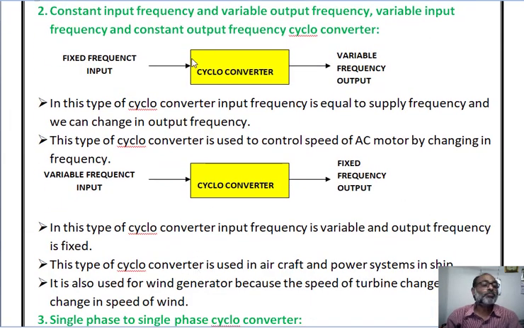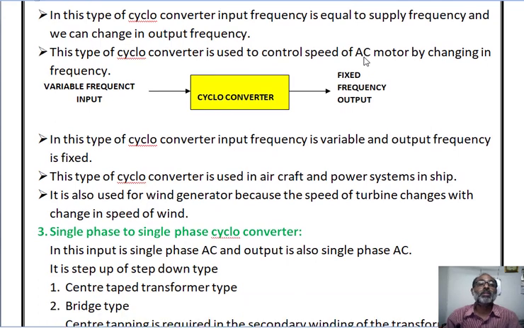Second, constant input frequency and variable output frequency, and variable input frequency and constant output frequency cycloconverter. Now first, in this type of cycloconverter, the input frequency is fixed and its value is equal to the supply frequency. We cannot change it, but we can change the output frequency. We will get different frequencies in the output stage. So this type of cycloconverter is used to control the speed of an AC motor by changing its frequency.